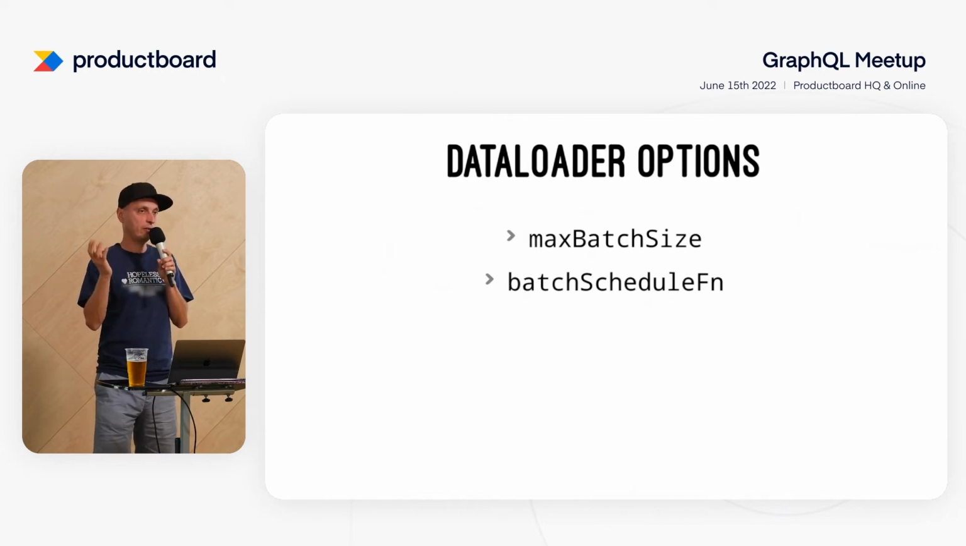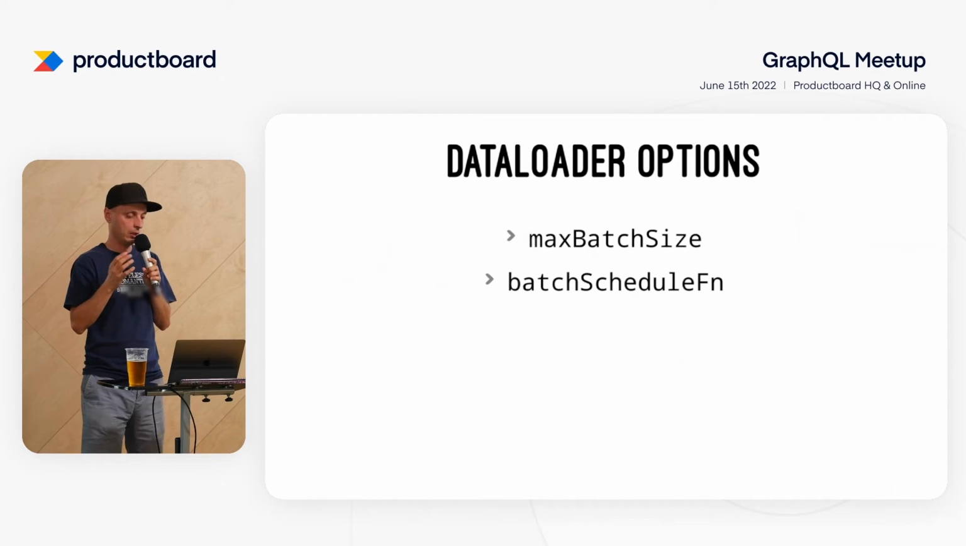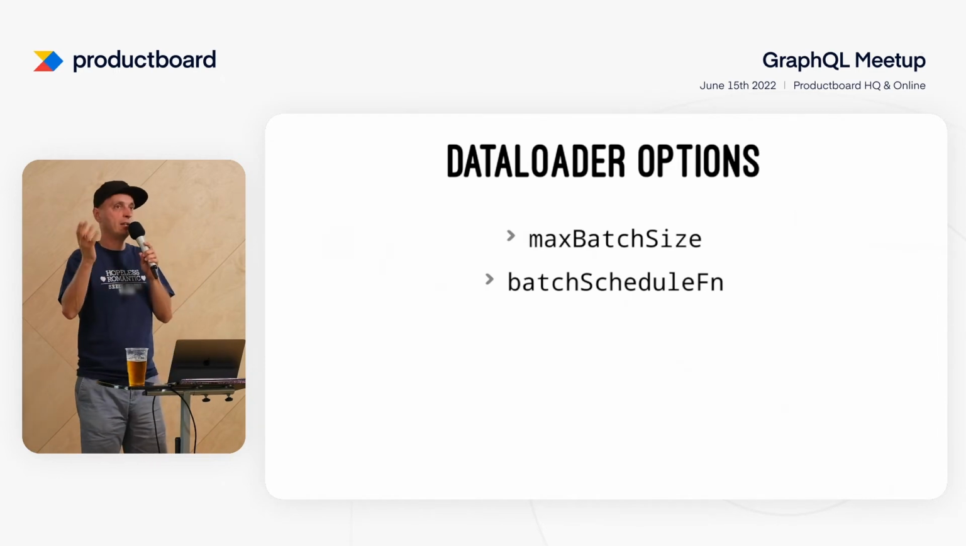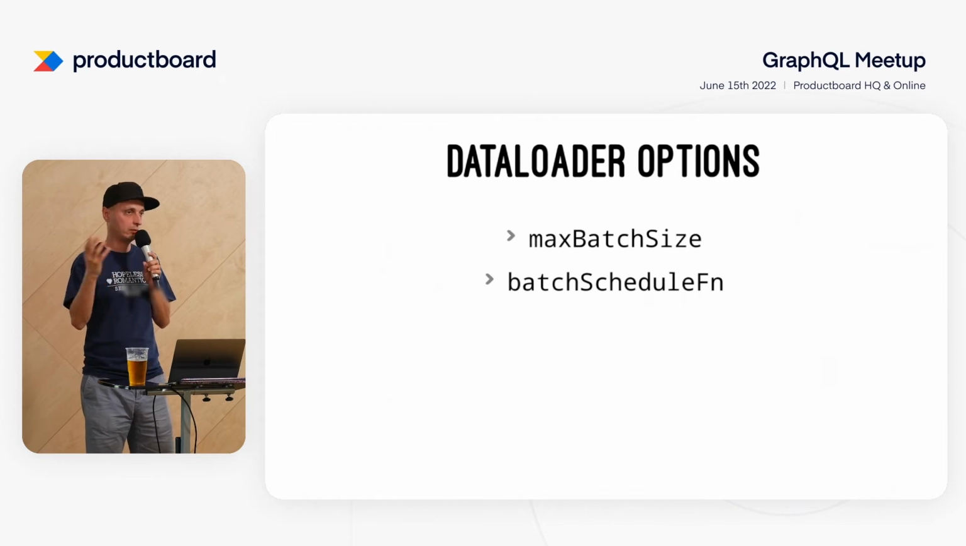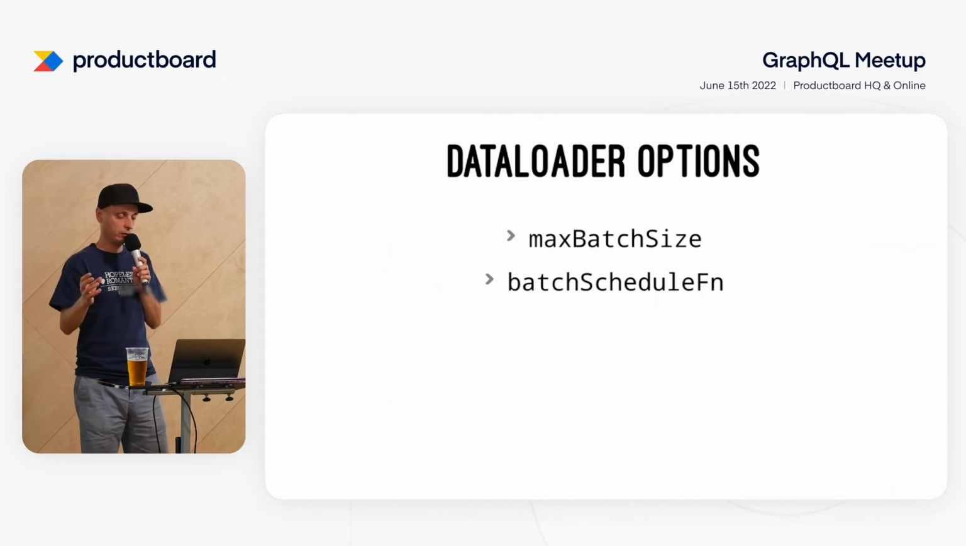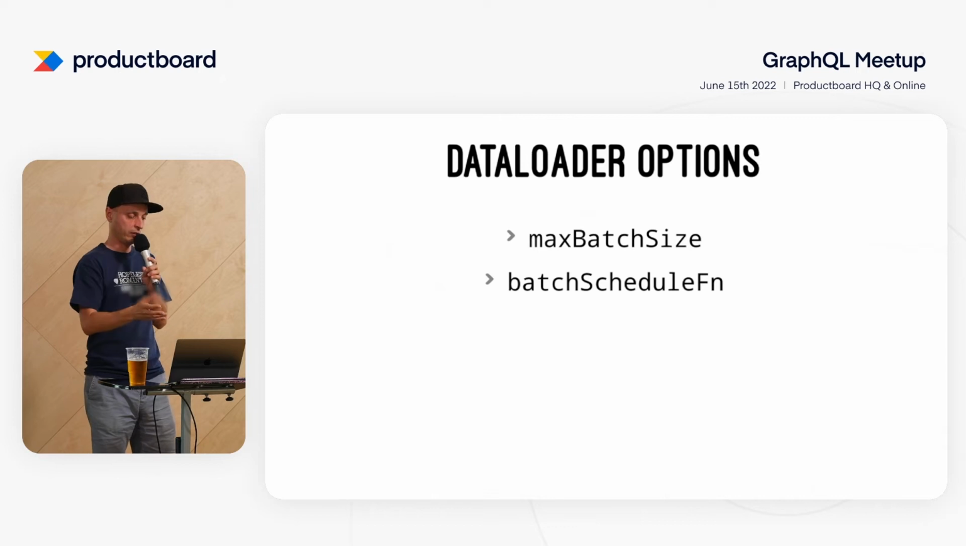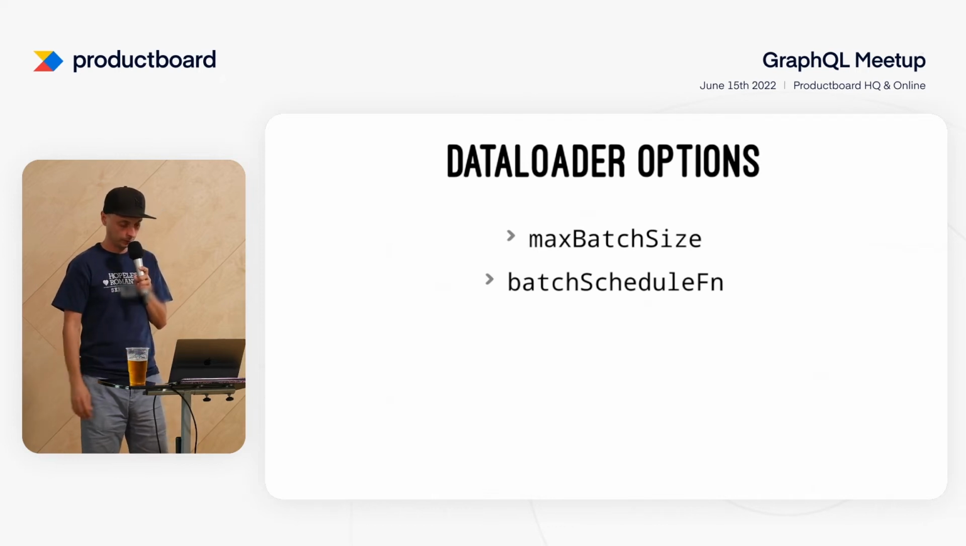For example, for various reasons, you want to wait, I don't know, 10 milliseconds or something you need. So you don't need to add any extra complexity. You just specify a simple function and data loader takes care of it.